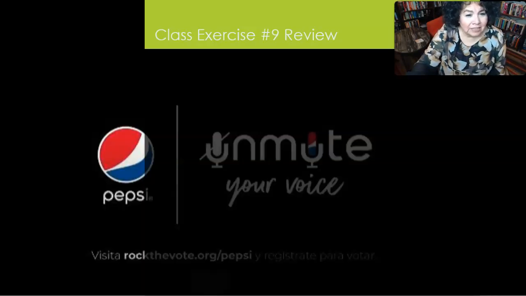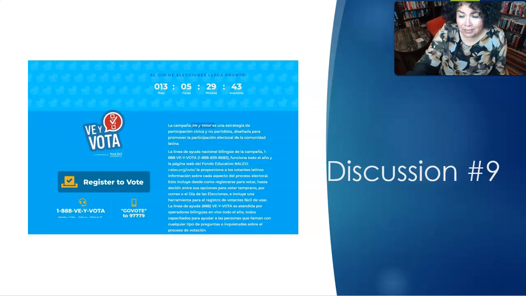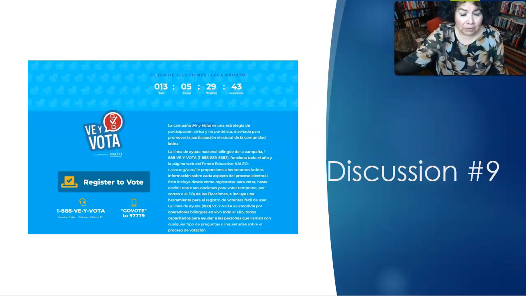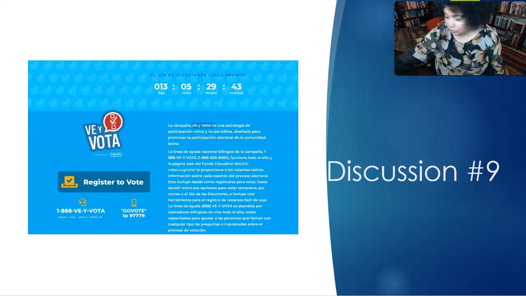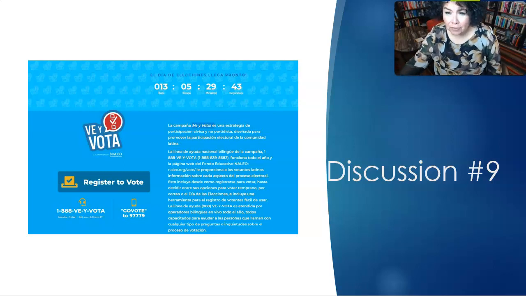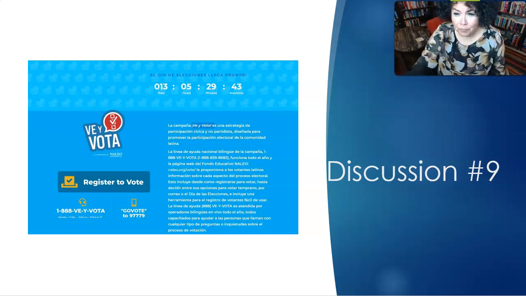Again, for class exercise 9, there's a couple of ads where I want you to take into account the language that is being used for those ads, and then have your opinion on differences of how they're targeting the population. Discussion 9 has to do with the register to vote efforts on behalf of the Latino community.